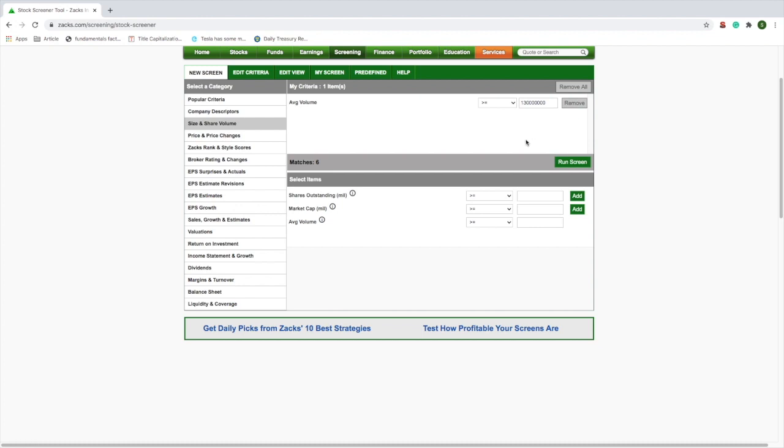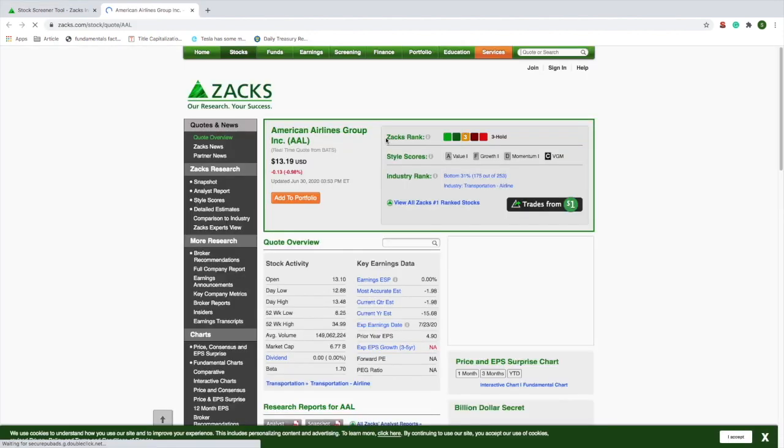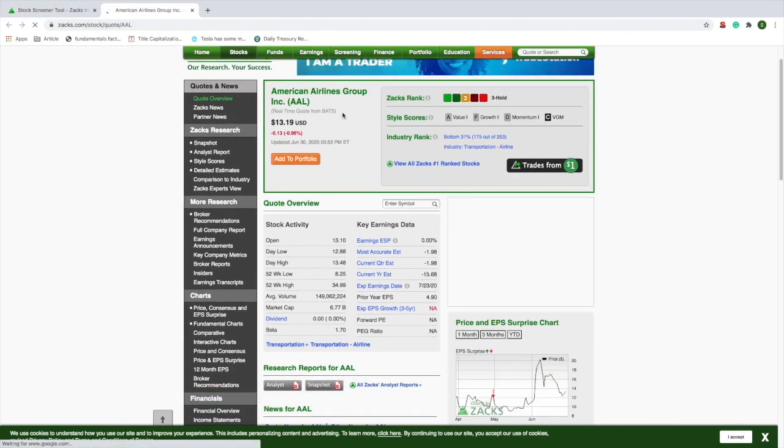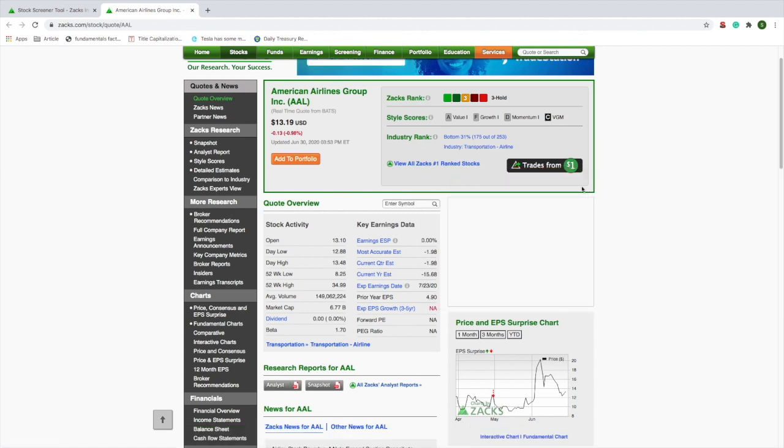So as you can see, I've just put in the average volume, just a random number to be honest with you. If I click run screen, it will then find me all of those stocks with an average volume around that level. If we click on American Airlines Group, it will bring me onto this page where I can view a variety of different metrics for the stock. The coverage is really impressive. You can see earnings, you can see dividends, analyst views on the stock, and valuation based metrics. And of course, I'm getting ads here. It is a free screener after all.